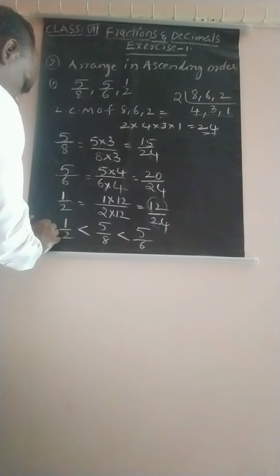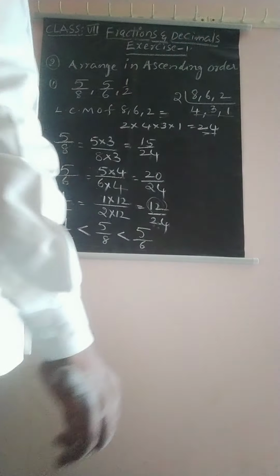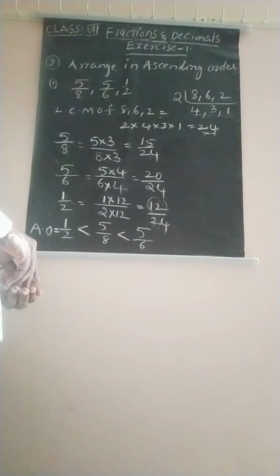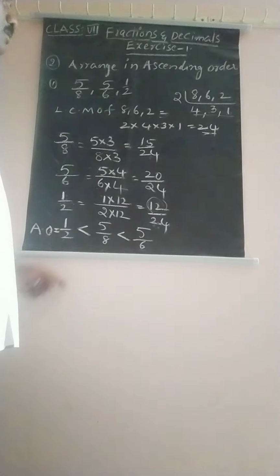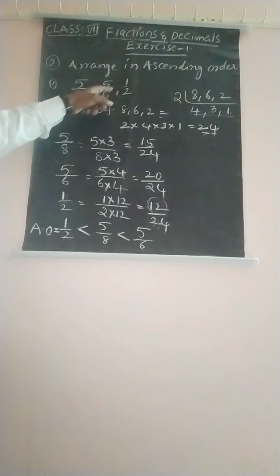AO means ascending order of given fractions. See children, this is the way of expression of ascending order. Now, second problem. Can you understand, children? Once I can see there 5 by 8, 5 by 6, 1 by 2.